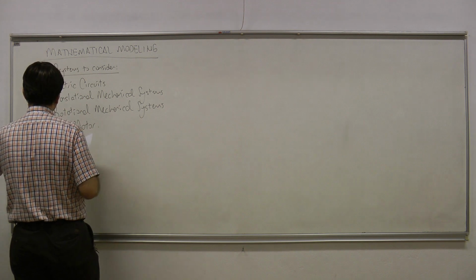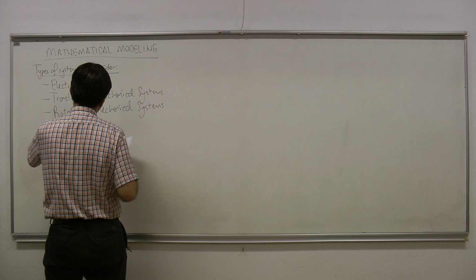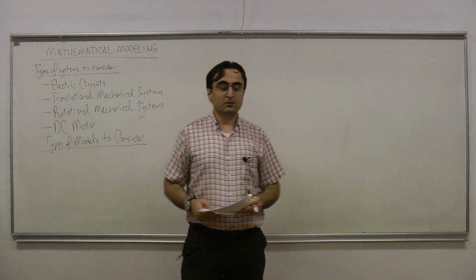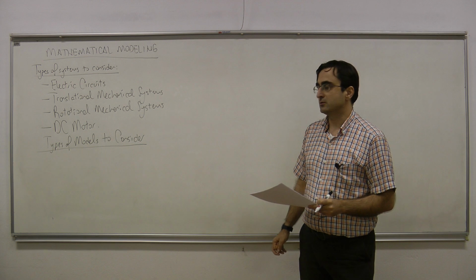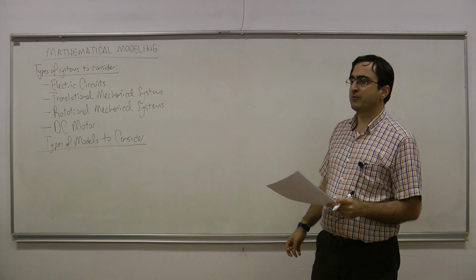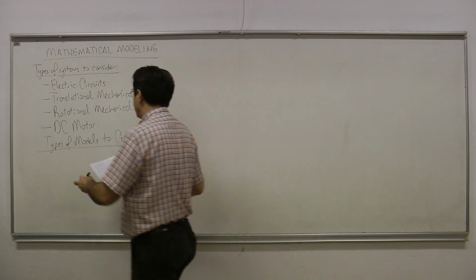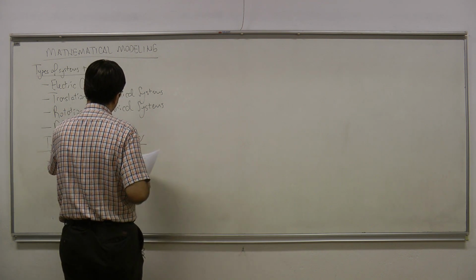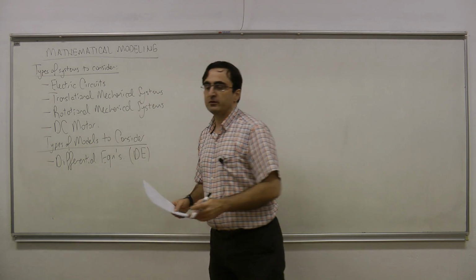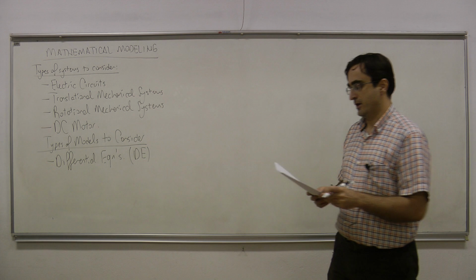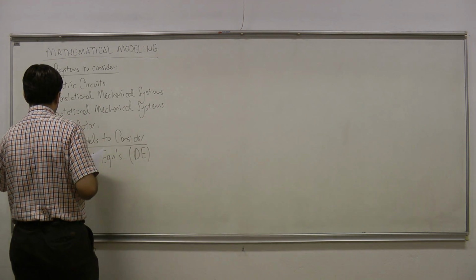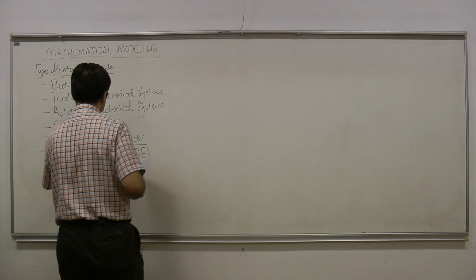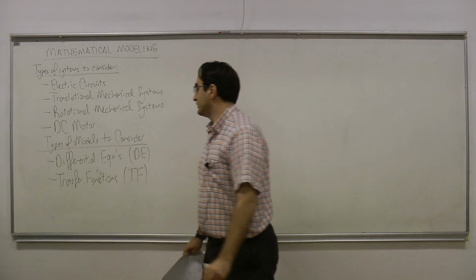So types of models to consider. There are three different types of mathematical models that are used in control. Actually, there are more, but we are including only three of them in this course. So the first type of mathematical models is the differential equations. I will abbreviate differential equation mathematical model with the capital letters DE. The second type of models is transfer functions. This is going to be represented by the letters TF.